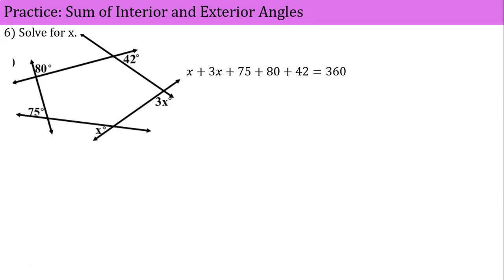All right, here's my work. Combined like terms, so x and 3x combined to give us 4x, and 75 plus 80 plus 42 combined to give me 197. And then I subtracted 197, and then I divided by 4. So some of you may have been freaked out that you got a decimal, but decimals are okay. That is my final answer for this one. x equals 40.75.